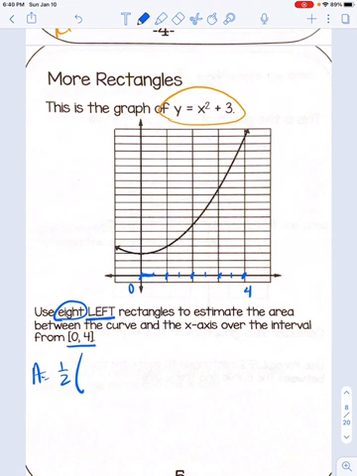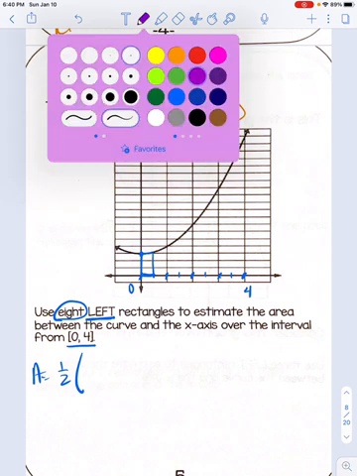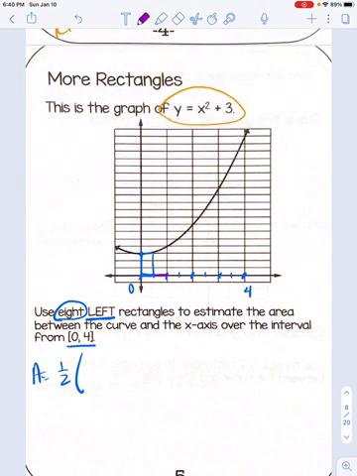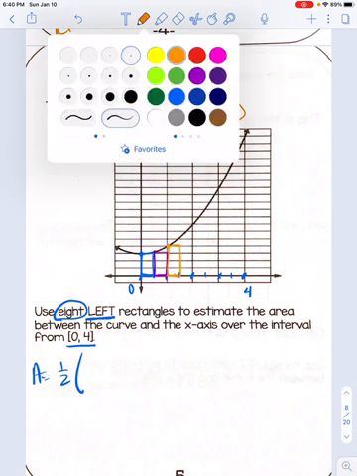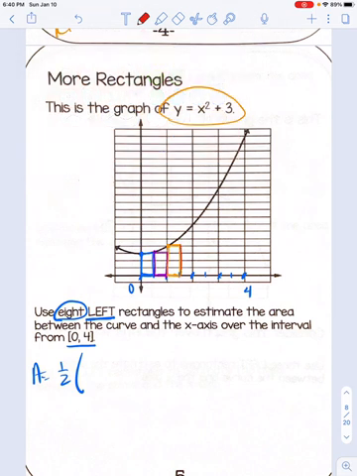So between 0 and a half, left-handed. So I go up on the left-hand side, hit the function, come over, straight down. Then between a half and 1, left-hand side, go up, hit the function, straight over, and down. Between 1 and 1.5, left-handed, so go up, hit the function, come over, straight down. All right, keep on trucking.